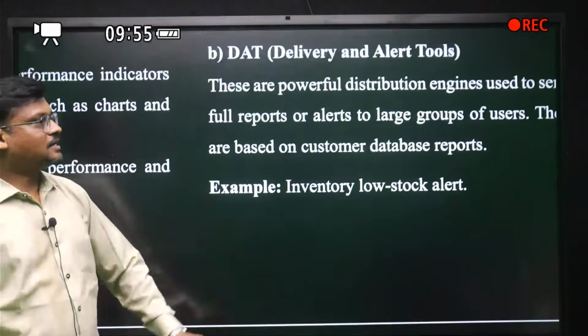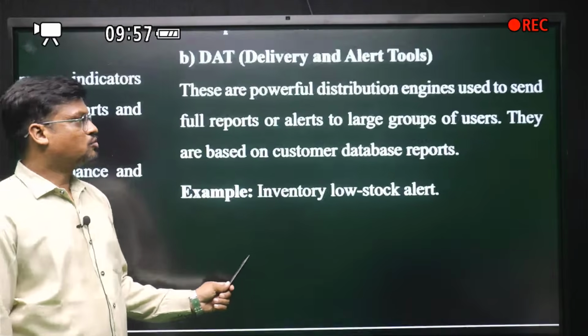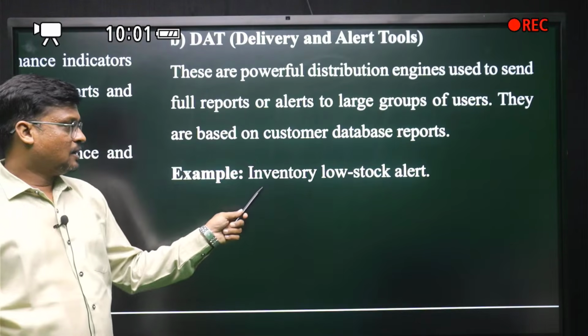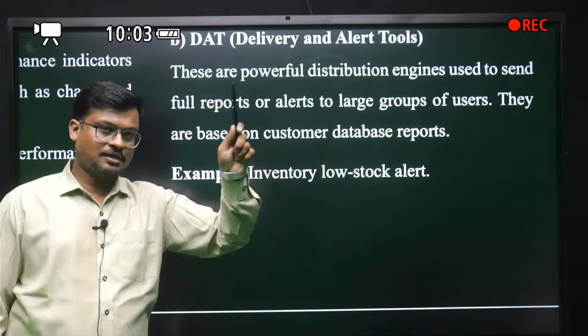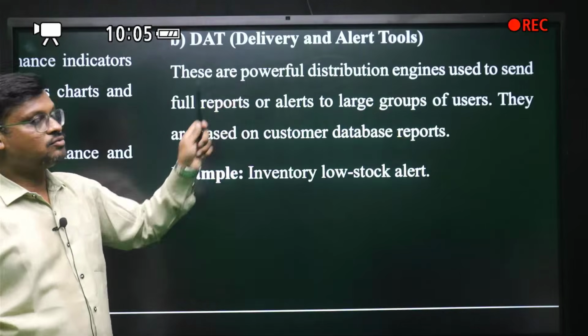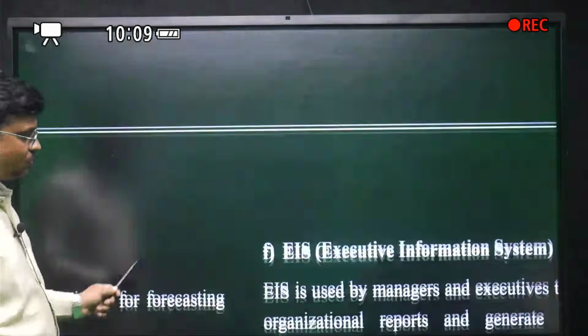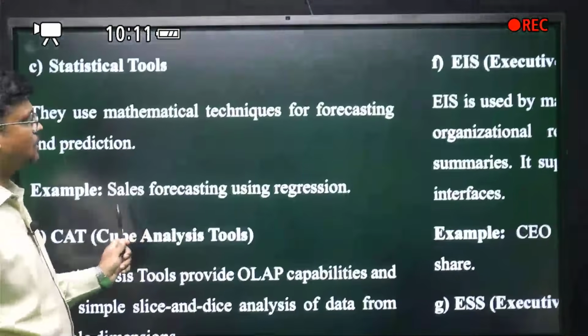Next one is DAT, delivery and alert tools. To a large group of users, if you would like to send any alert like the inventory is on low stock or the monthly sales are declining, we can use this vendor tool. Okay, dear. So these are the three types of tools which we have seen in BA.